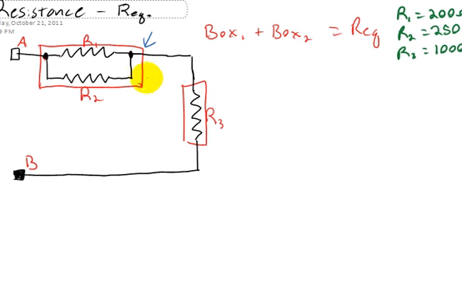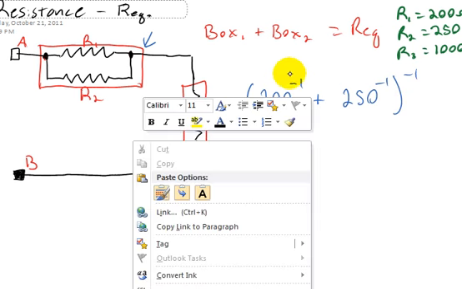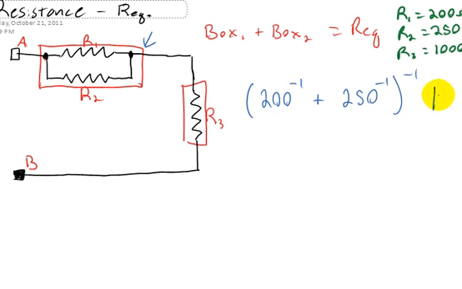So let's find the REQ. Let's find out the first box. What we're going to have, in blue, is R1, which is 200, to the negative 1, plus R2, which is 250, to the negative 1, and all of that to the negative 1. And it turns out that I get 100.111111, basically 0.1 repeating. So 100.1.